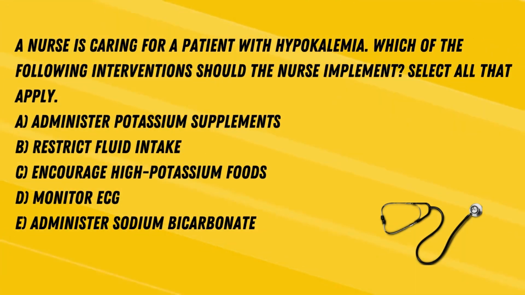Encourage high-potassium foods. This is correct because dietary intake of potassium-rich foods, like bananas and spinach, helps increase potassium levels. Monitor ECG. This is correct because hypokalemia can affect cardiac function, and monitoring the ECG helps detect any related abnormalities.